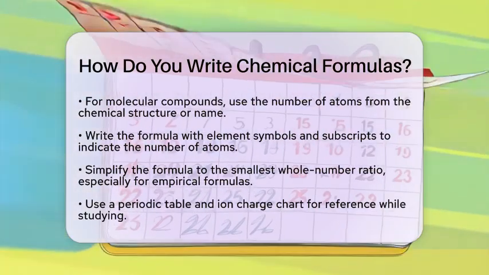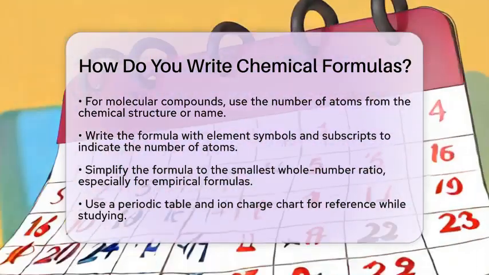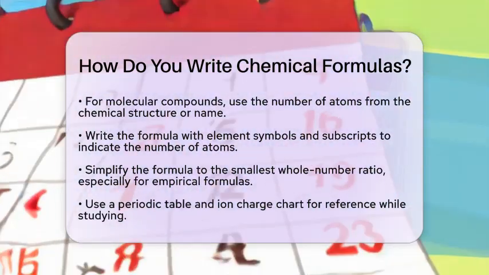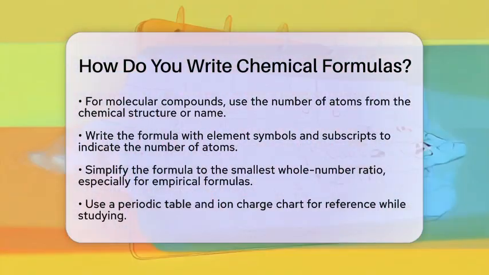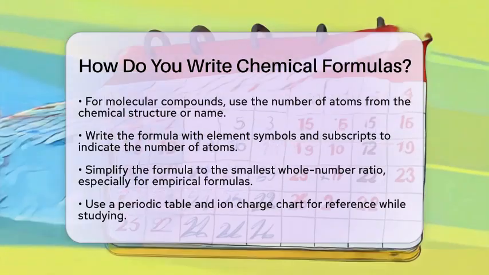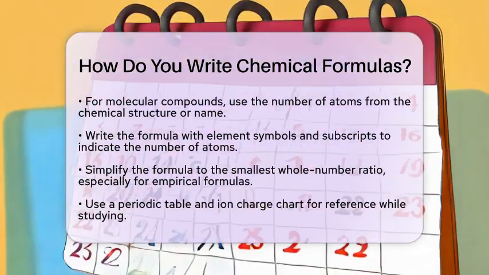Finally, simplify the formula. If possible, reduce the subscripts to the smallest whole number ratio. This is especially important for empirical formulas, which show the simplest ratio of elements.